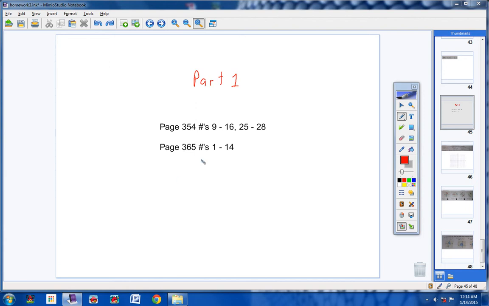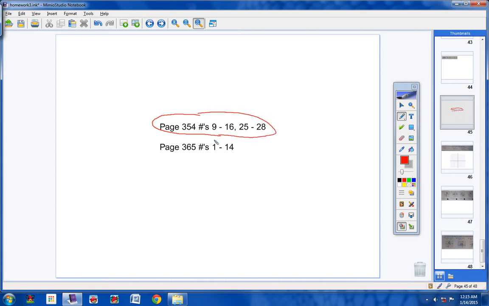Geometry students, part one of your review sheet. Part one will cover this part right here, and part two will cover this part here, okay? So this video is part one of your review sheet, and so let's go ahead and get started with page 354, numbers 9 through 16, and numbers 25 through 28.